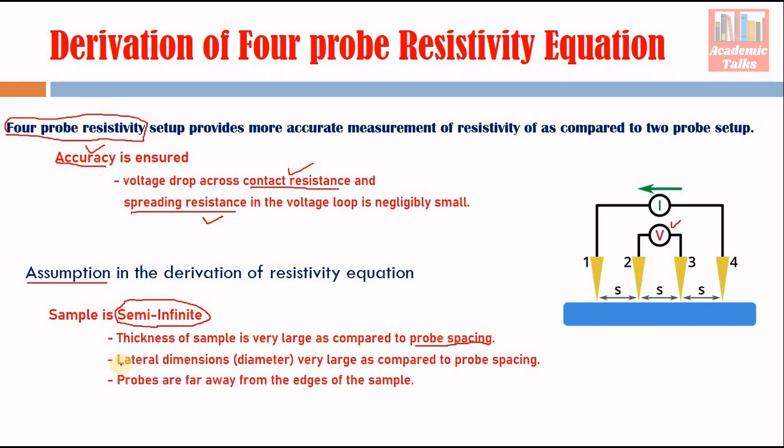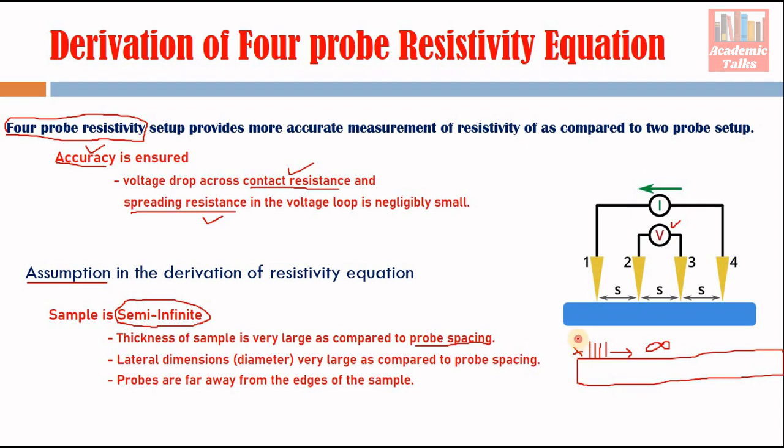There is a third assumption also, and it's also very important. Probes are far away from the edge of the sample. Suppose we have this kind of very large sample, and it's almost semi-infinite, but if we place our probes here near the edge, then we are not getting the benefit of the semi-infinite assumption. Because if we look towards this side, the sample is almost infinite. But if we go towards this side, after a certain distance we reach the edge, so we can't say that it is infinite.